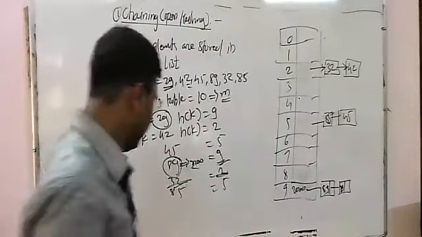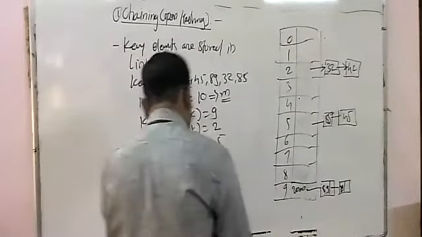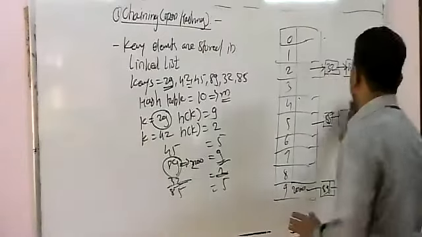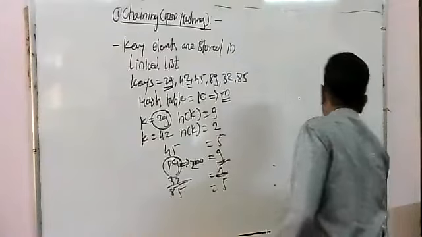Okay, then next is nothing but closed hashing. And closed hashing, it is done by three ways.